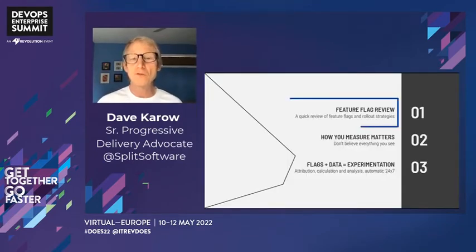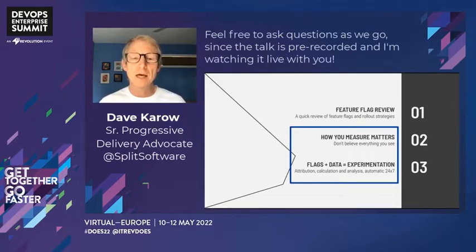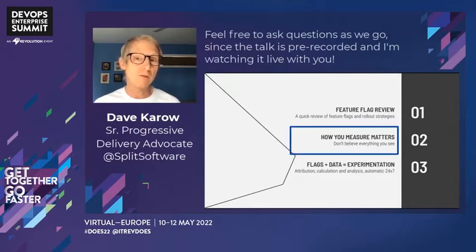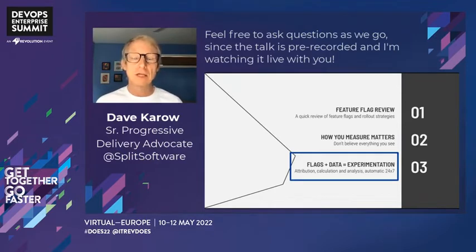We'll review feature flags to make sure we all understand what they are and how they're used. And then the meat of why this session is important, which is about the data, right? How do we make sense of the data? We'll look both to sharpen our tools about how you measure matters, and why you shouldn't believe everything you see in data. And then we'll talk about how to put the flags and the data together to get something that's really an experimentation platform.